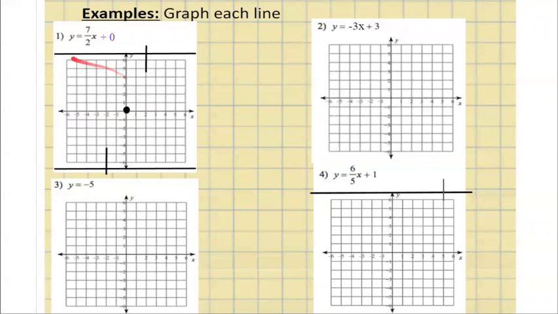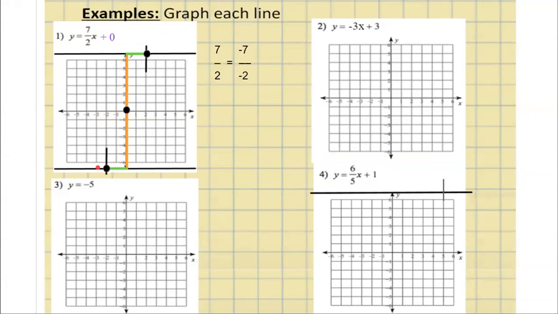Our rise, or change in y, is 7, so we'll draw a line up 7 units. And our change in x is 2, so we'll draw a line right 2 units, and ta-da, there's our second point, (2, 7). Keep in mind that 7 over 2 is equivalent to negative 7 over negative 2, so we can draw our slope triangle in the negative or opposite direction. Our change in y from (0, 0) will be negative 7, and our change in x will be negative 2, giving us the point (-2, -7).